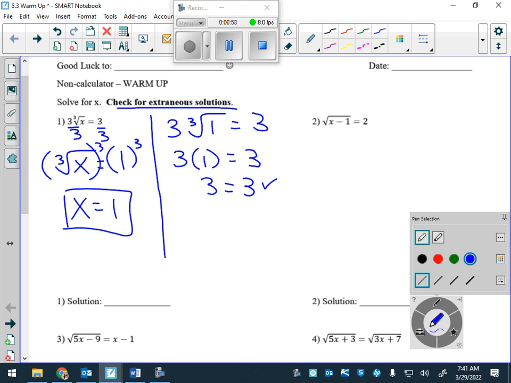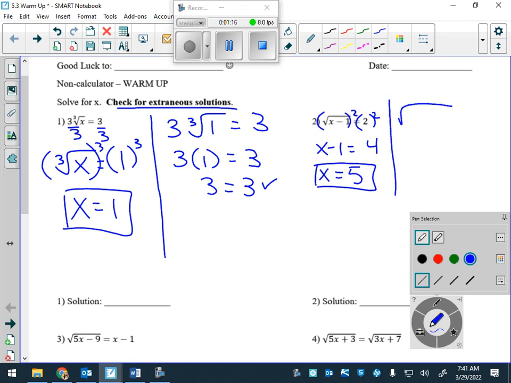Yep, 5. Good. We square both sides. So we have x minus 1 equals 4. And we add 1 to both sides. And we get x equals 5. Okay. We check. 5 minus 1 equals 2. Okay. And when we're checking and evaluating on one side, we only use the positive value. Okay. Only the positive value.